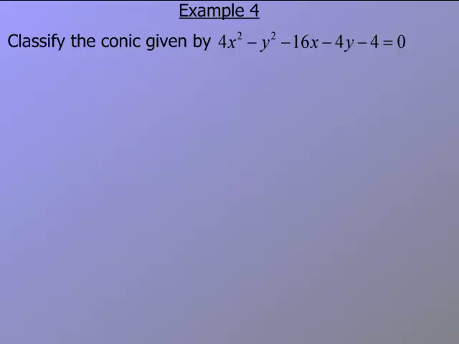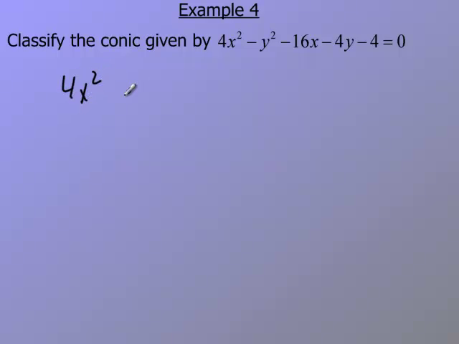Okay, in our last example, we're going to classify the conic given by 4x squared minus y squared minus 16x minus 4y minus 4 equals 0. So we're going to figure out, well, what kind of conic is this? It's something that's not in standard form. So if we can put it in standard form, then we can identify right away just by what the equation looks like. To start off, let's go ahead and group together our x's and y's.